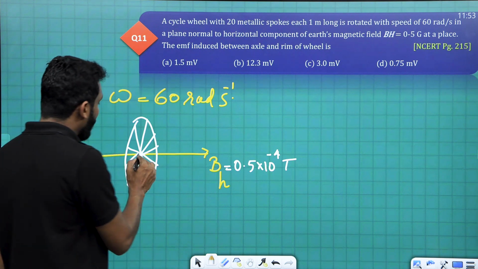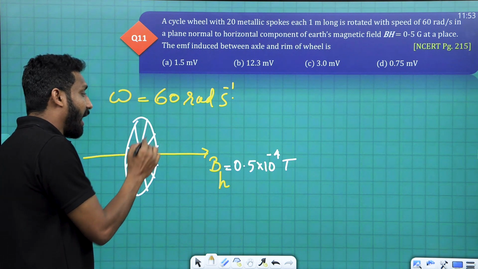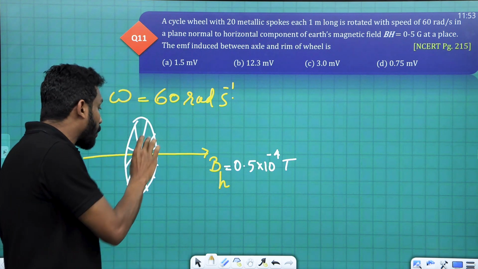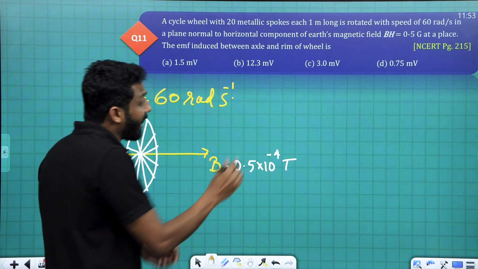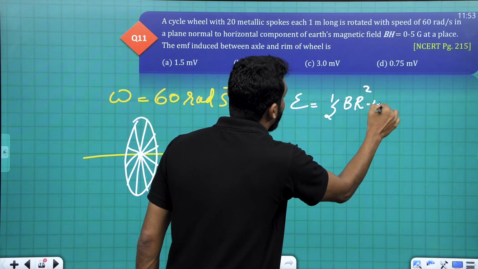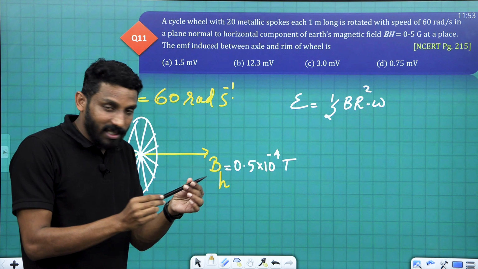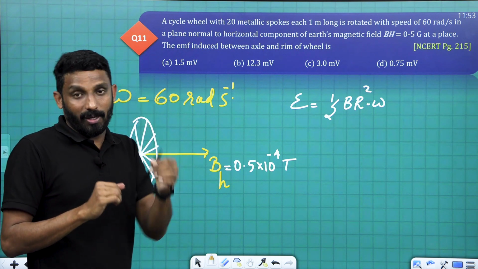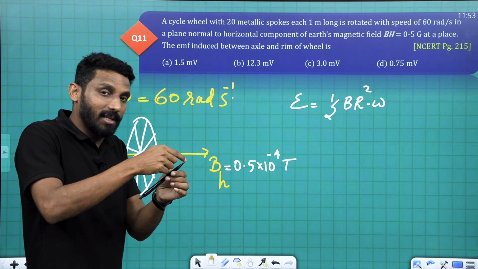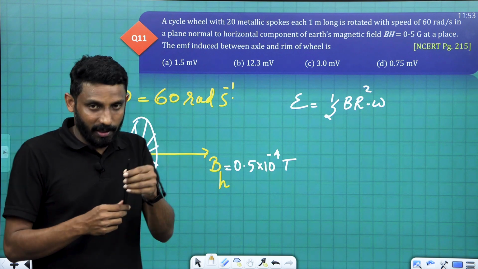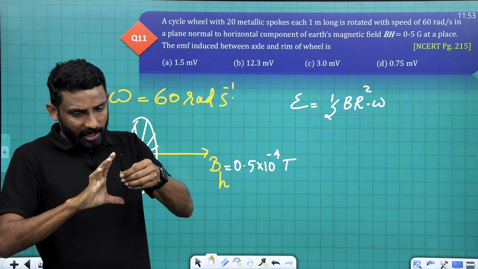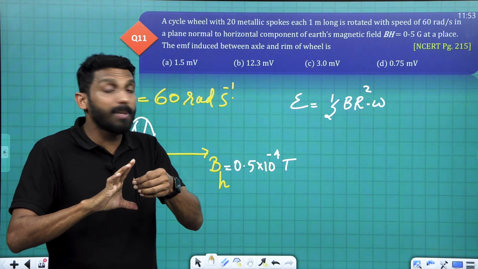Here, between the axle passing through the center and the rim of the wheel. EMF will be induced across each and every spoke, and that value is equal to, as written in the earlier question, half B R square omega. This is one spoke, then another one, in that way. This is the point through which the axle passes, and this is the circumference. This is the rotation. EMF will be induced across the ends of this spoke, and it is half B R square omega.